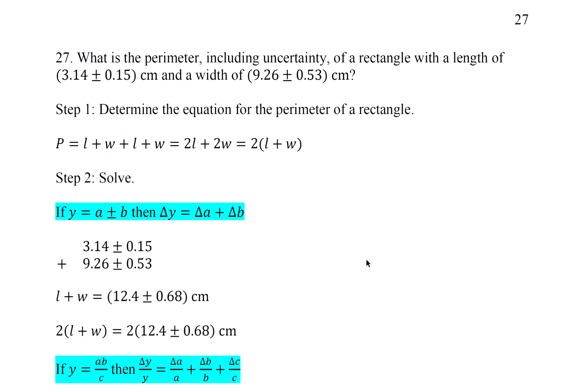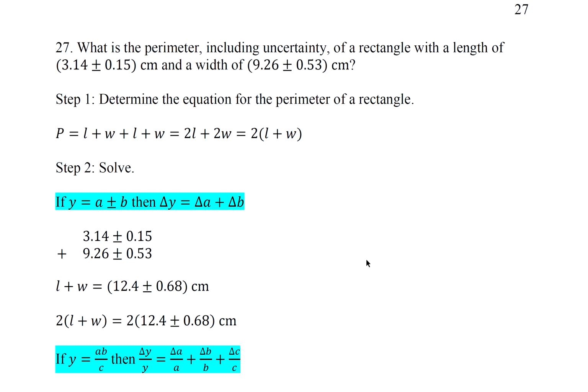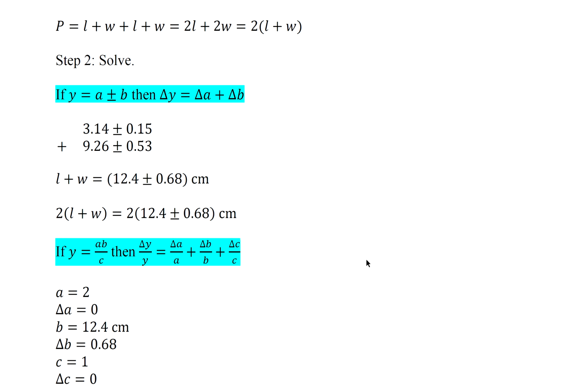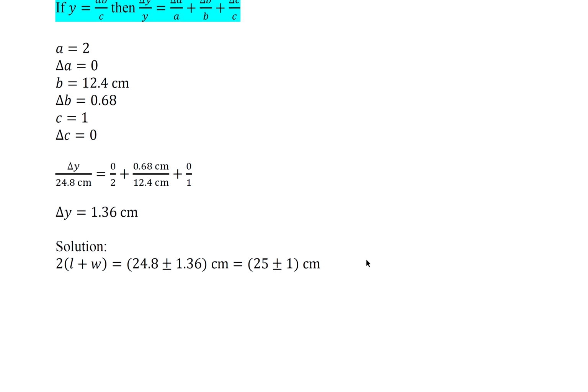Question 27. What is the perimeter including uncertainty of a rectangle with a length of 3.14 plus or minus 0.15 centimeters and a width of 9.26 plus or minus 0.53 centimeters? First, we determine the equation. Second, we solve. Third, we're going to use this equation, 2 times length plus width. And then finally, we're going to get delta y, which is 1.36 centimeters.